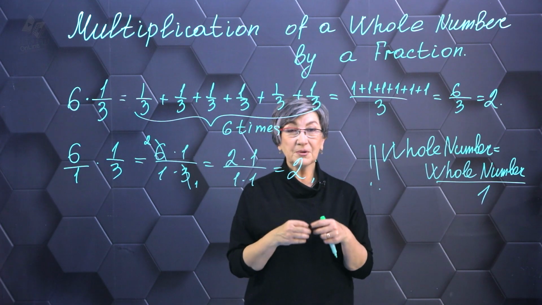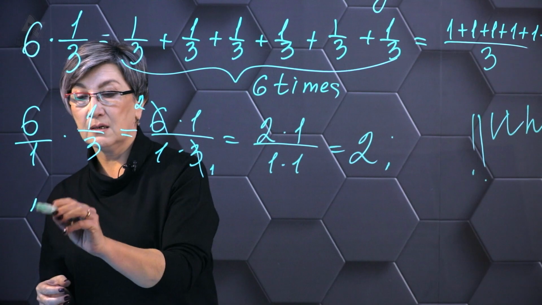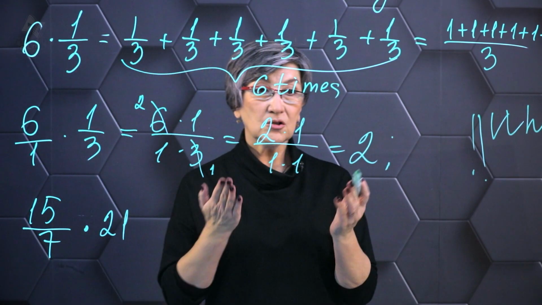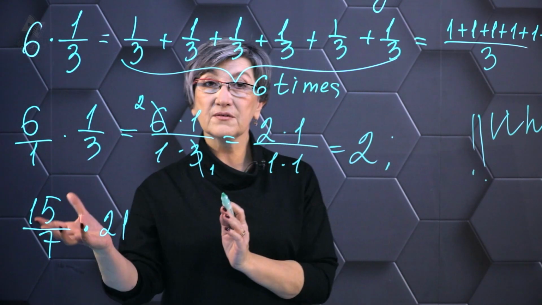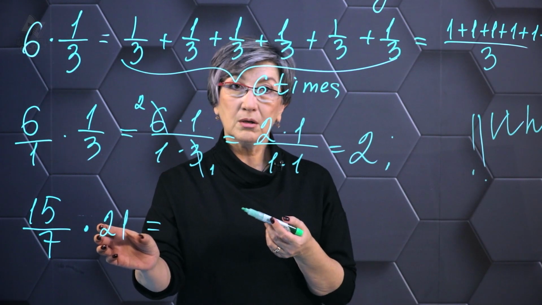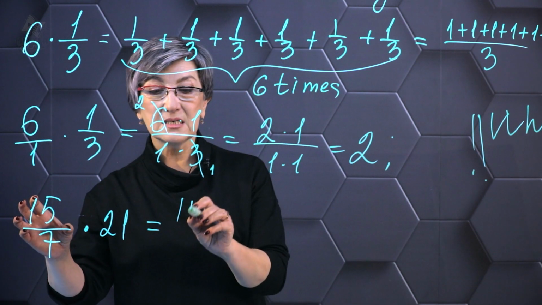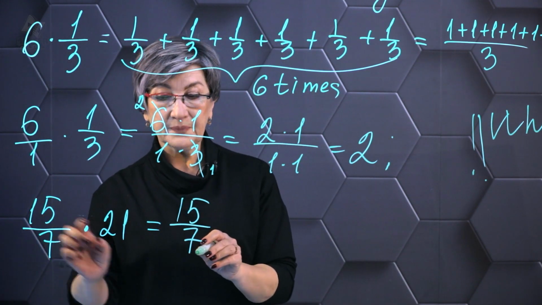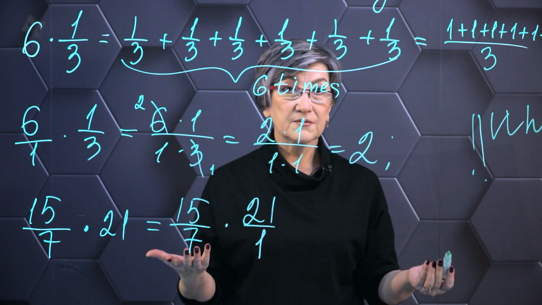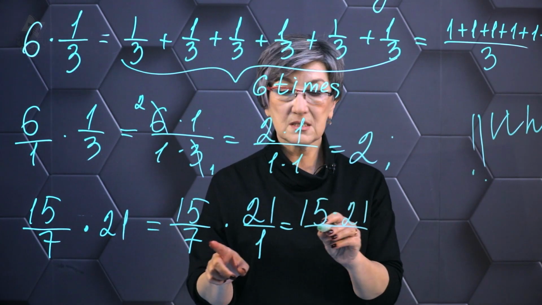The same situation happens when you multiply a fractional number by a whole number. So let's say 15 sevenths we need to multiply by 21. So we've swapped the multipliers and the whole number is the second multiplier. But that doesn't change the result. 15 sevenths, that's what I had, a fraction. 21, how do I write it down? I'll write down 21/1. And I've solved the whole problem. Now 15 I multiply by 21 and 7 I multiply by 1.